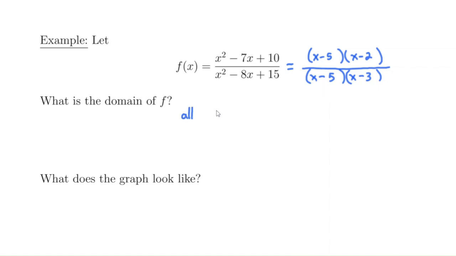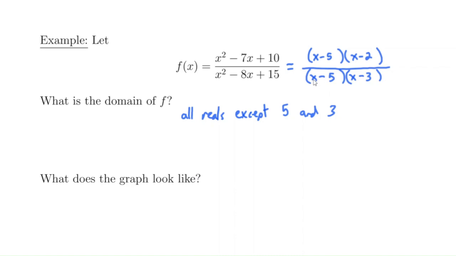Well, the domain is all real numbers, all reals, except two numbers, right? 5 and 3. Now, why not -5? Some people see that, oh, it's -5. No, you're asking what number would you plug in here that would make the denominator be 0? Notice it's 5. In fact, you could even plug in 5 over here. 5 squared is 25, minus 40 would be -15, plus 15, that would be 0, right?